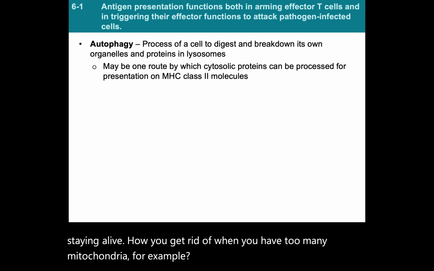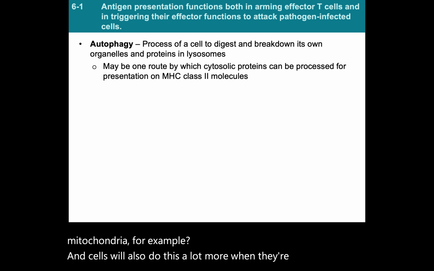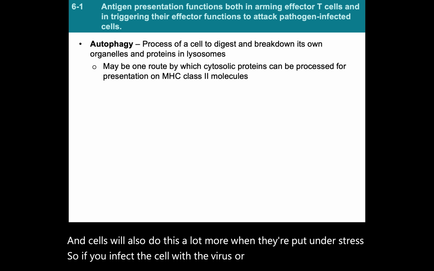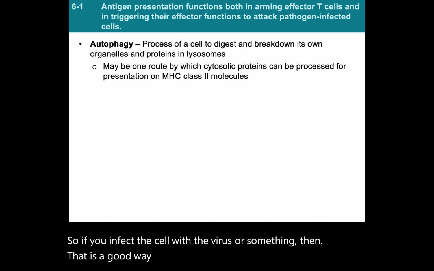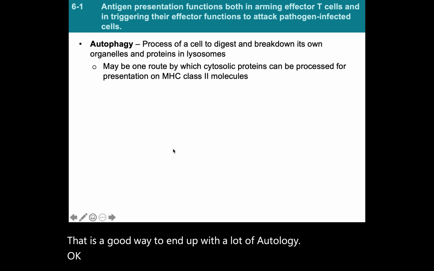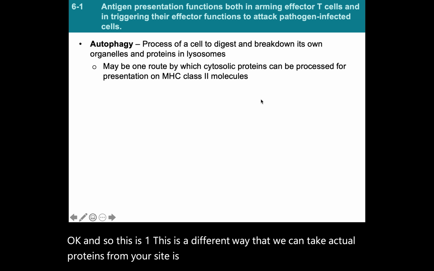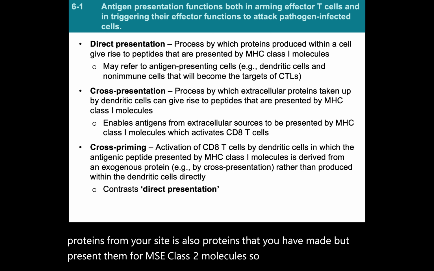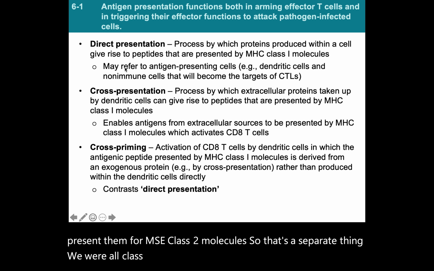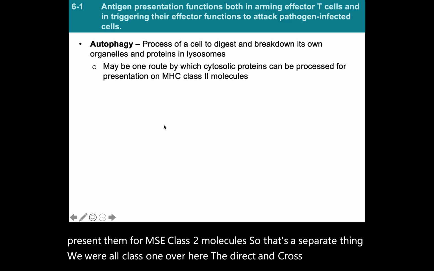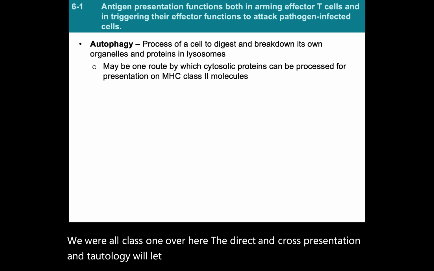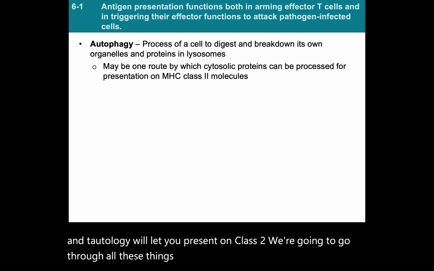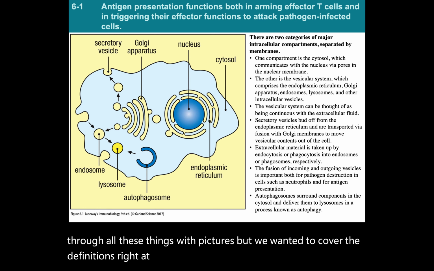Cells will also do this a lot more when they are put under stress. So if you infect a cell with a virus or something, that is a good way to end up with a lot of autophagy. This is a different way that we can take actual proteins from your cytosol, proteins that you have made, and present them on MHC class 2 molecules. So that's a separate thing. We were all class 1 over here, the direct and cross presentation, and autophagy will let you present on class 2. We're going to go through all these things with pictures, but we wanted to cover the definitions right at the start.